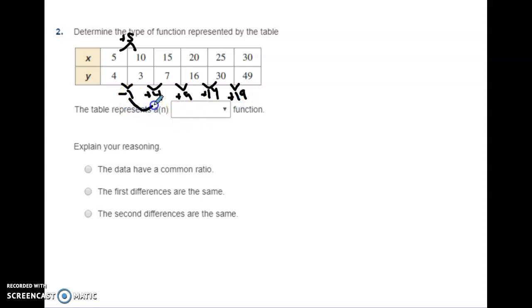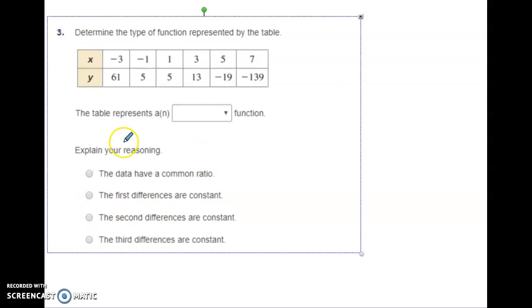So then we do the second differences. To get from negative 1 to positive 4, that's adding 5. To get from 4 to 9, that's also adding 5. From 9 to 14, that is also adding 5, and 14 to 19, adding 5. So this does have a common rate, but it's in the second differences. If the first differences are the same, then it's linear. If the second differences are the same, then it's a quadratic function. So this one is a quadratic function, and the reason is that the second differences are the same.